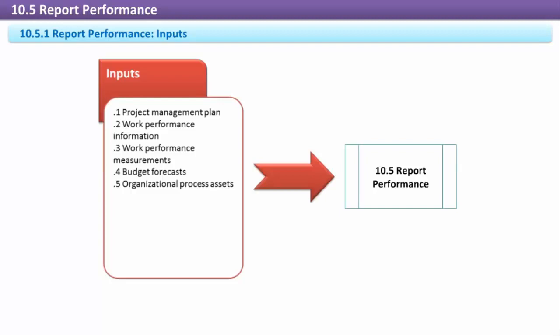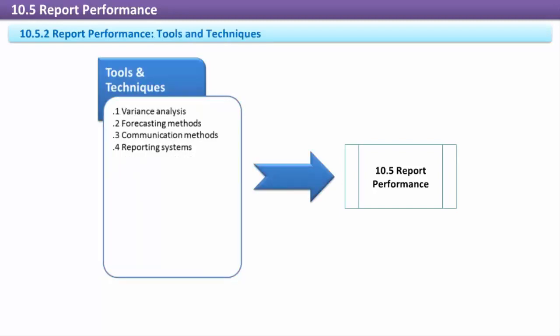Organizational process assets. The organization may have templates that can be used for performance reporting, and it might also have enterprise-wide variance limits and tolerances. Report performance. Tools and techniques. Variance analysis. Variance analysis uses appropriate methods to measure the differences between what was planned for and what is actually occurring.